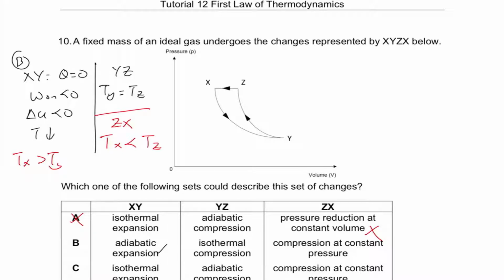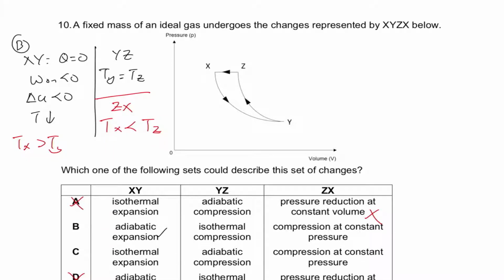So the answer is C, but let's just quickly check whether C is correct or not. Let's look at option C now. Option C. First, XY is an isothermal expansion. For XY, delta U is 0. Since it's an expansion, W on is less than 0. That means temperature of X is equal to temperature of Y.